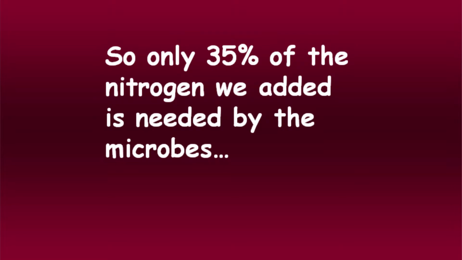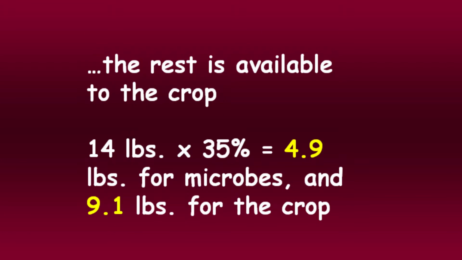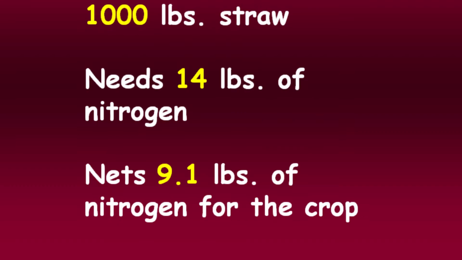So only 35% of the nitrogen we added is going to be needed by the microbes, and the rest is available to the crop. 14 pounds times 35%, that's the amount the microbes are going to get. It leaves 9.1 pounds for the crop. So just to go back over all this real quickly, 1,000 pounds of straw needs 14 pounds of nitrogen, and it nets 9.1 pounds of nitrogen for the crop.